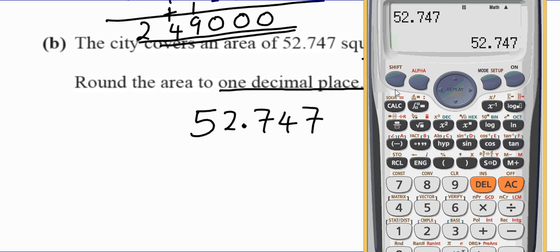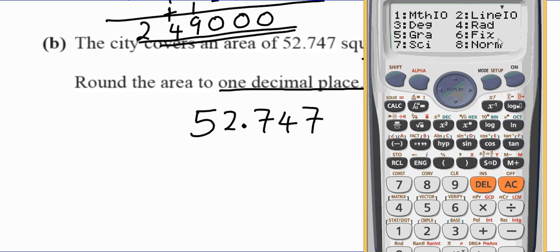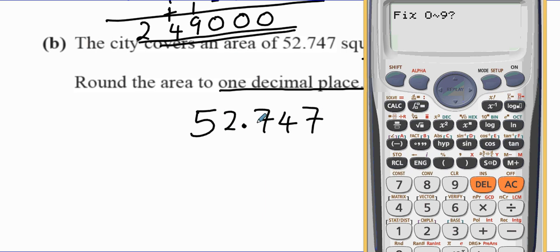All right. Now, go to the fixed option, choose the fixed option. The calculator will ask you to how many decimal places you want to round your number. So if you need 1 decimal place, you press the button 1. If you need 2 decimal places, you press button 2. If you need 3 decimal places, you press button 3, and so on. What if you need no decimal place? No decimal place means you need the nearest whole number. So for the nearest whole number, you press 0.